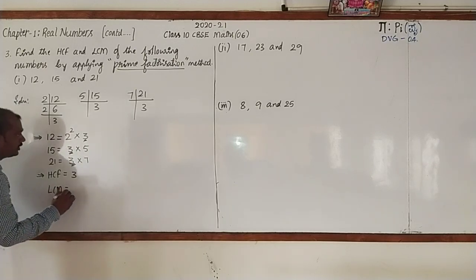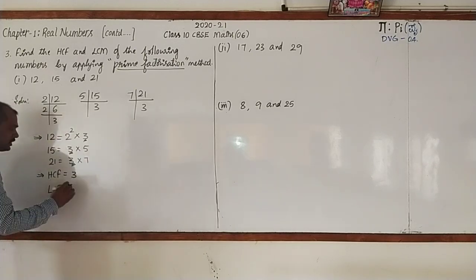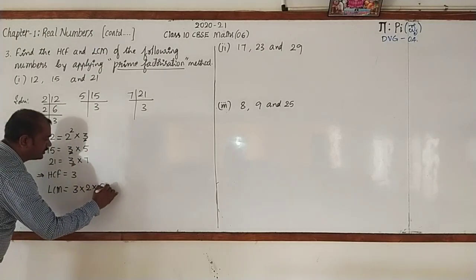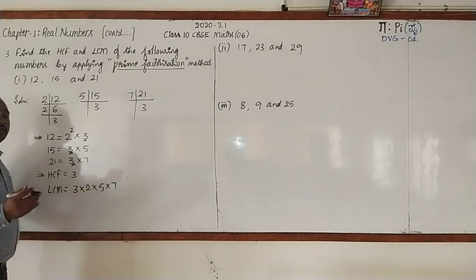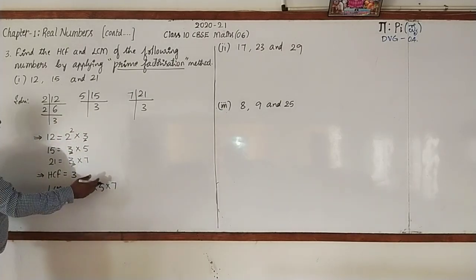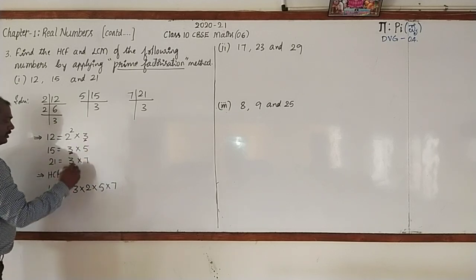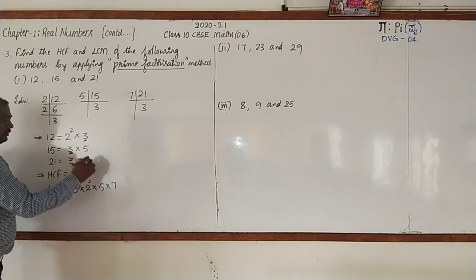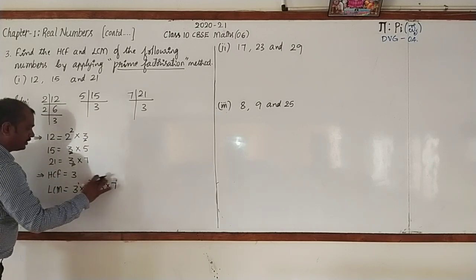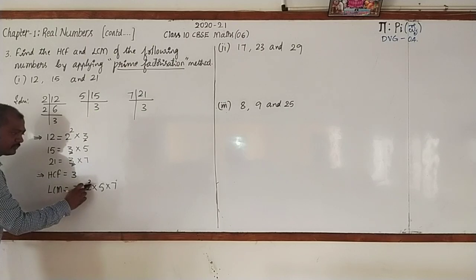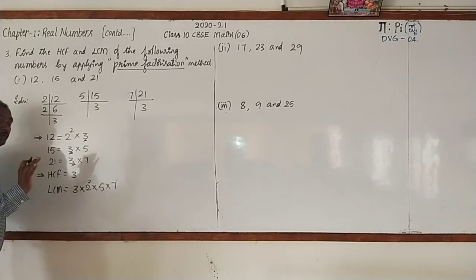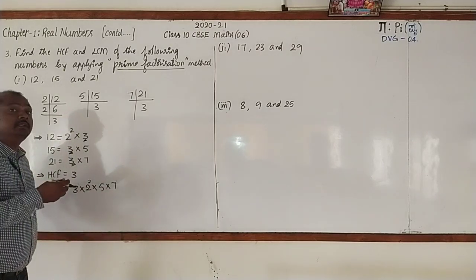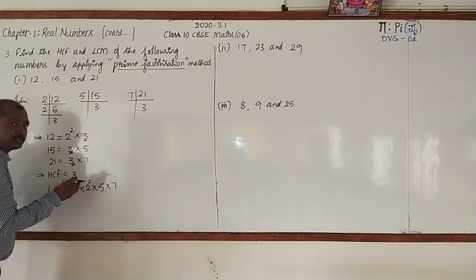LCM. Now we have to write all the factors. What are the factors? 3 is there, 2 is there, 5 as well as 7. Now go for taking the highest power of each prime factor. 3, highest power is 1, 2, highest power is 2, and 5, 1, 7, 1. Now see that. What is 2 square? 4. It is no rule that you have to start multiplying from here only.